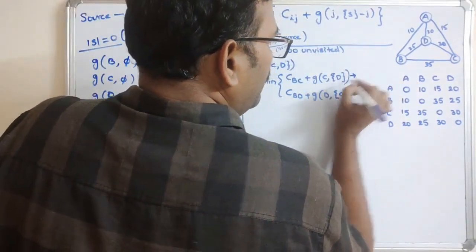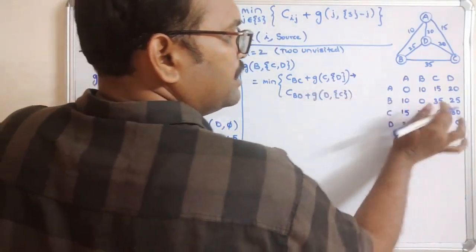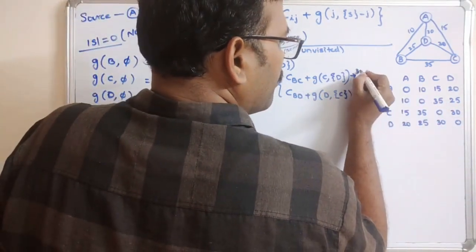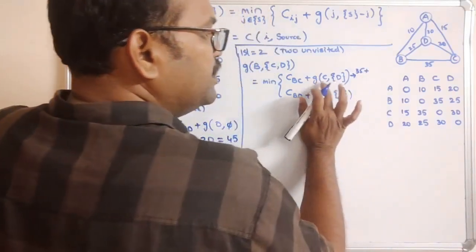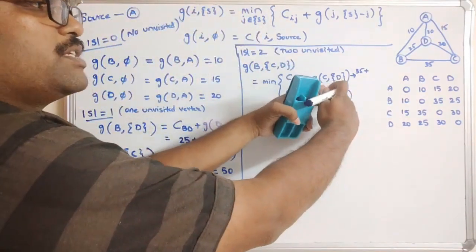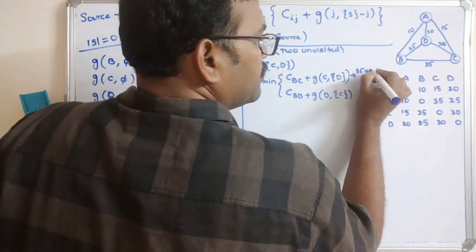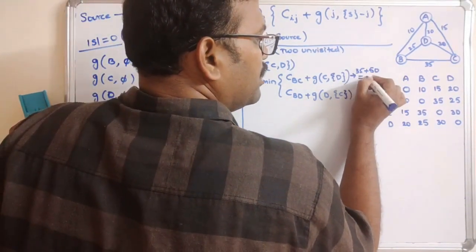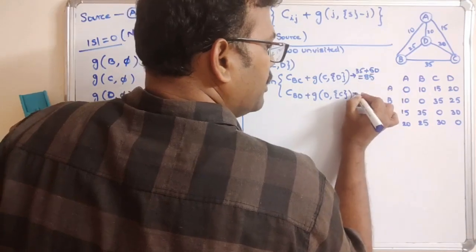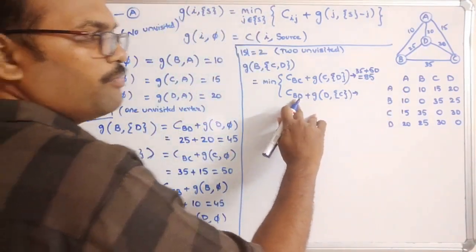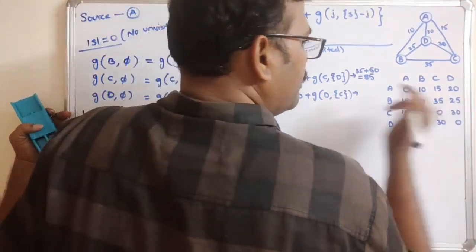This will be BC, 35, plus G of C comma D. Already this was calculated here. C comma D, which is 50. So which is 85.